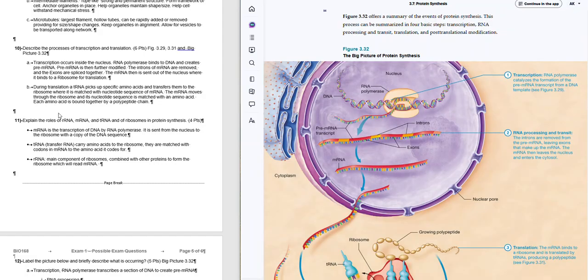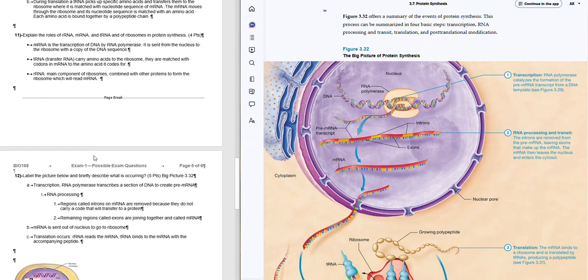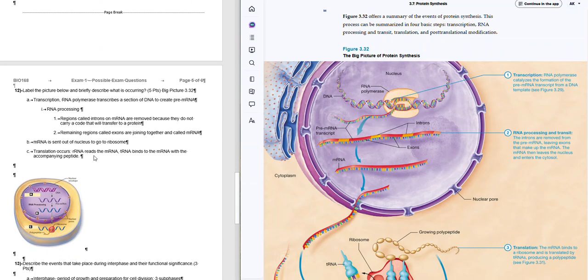So the details with questions 10 and 11 explain the roles of the rRNA, messenger RNA, and tRNA. We just kind of went over those. These are the functions of each of those. And then with question 12, label the picture below. It's basically the same thing as our big picture animation, which is figure 3.32.